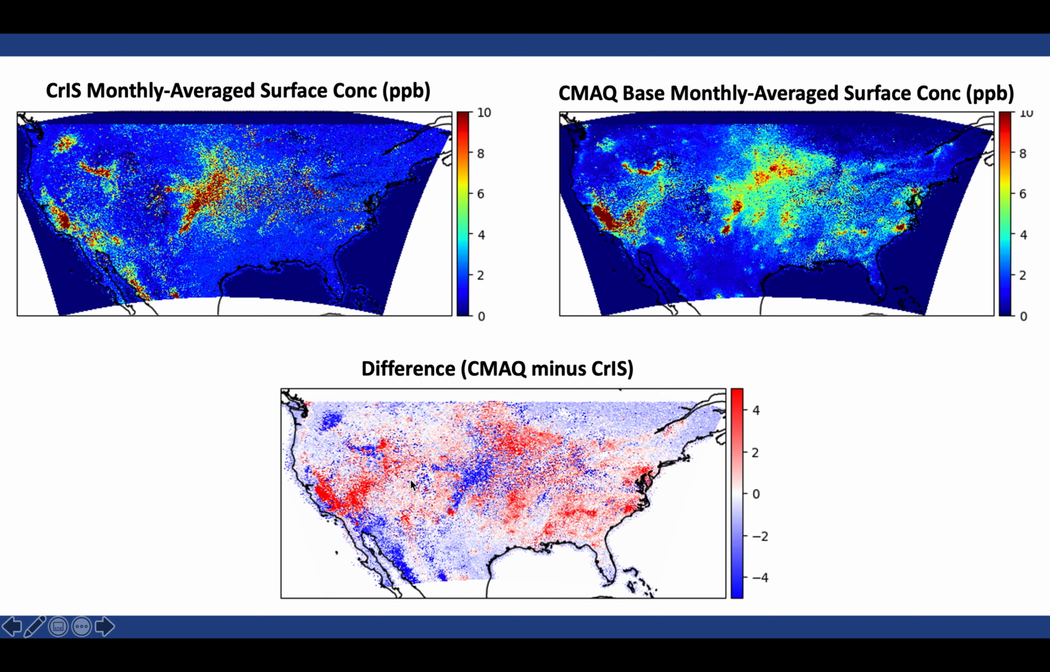So some things to notice: it's kind of a mixed bag of over and under prediction. Over the southeast, we see we're over predicting. We see in this hot spot over the center of the United States, we're under predicting. And then again, a mix over the western half of the country.